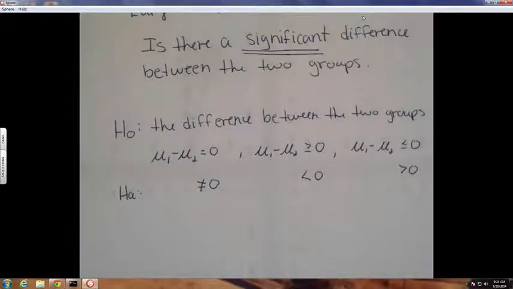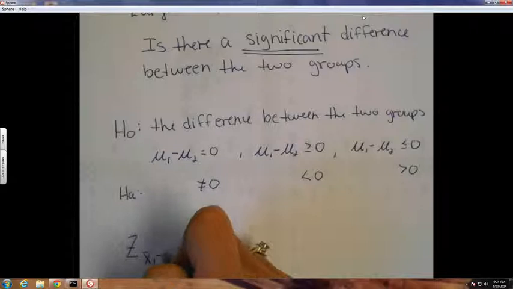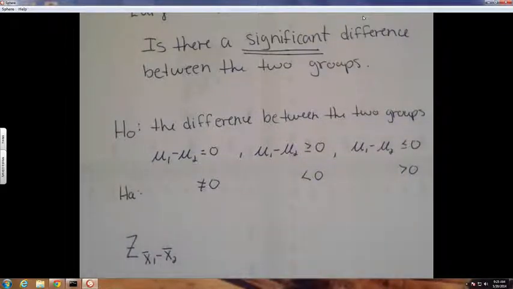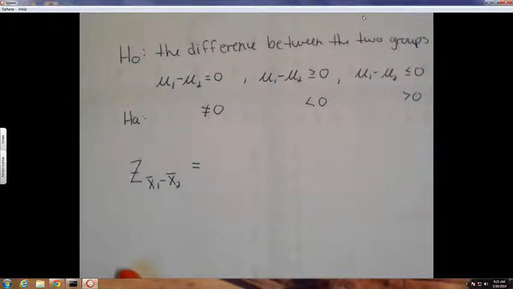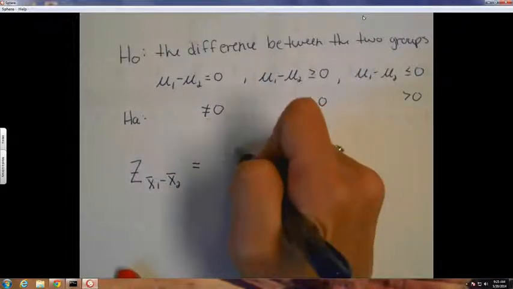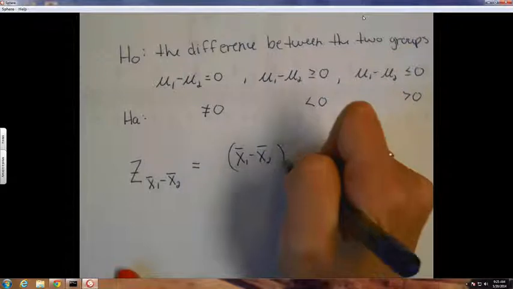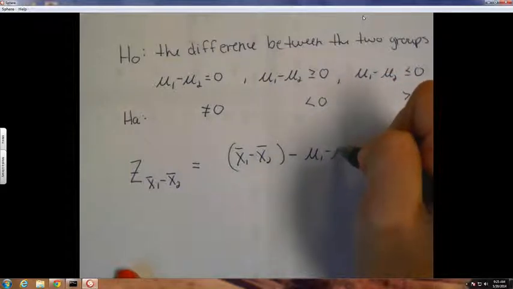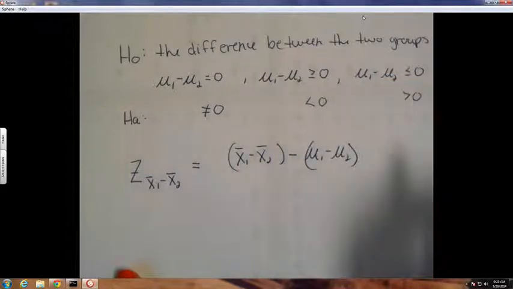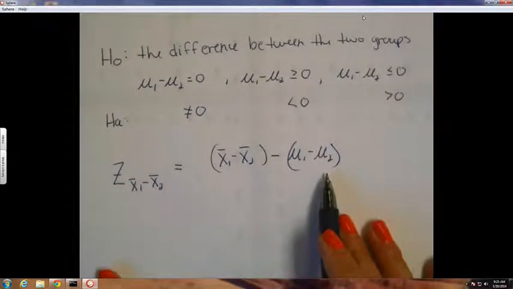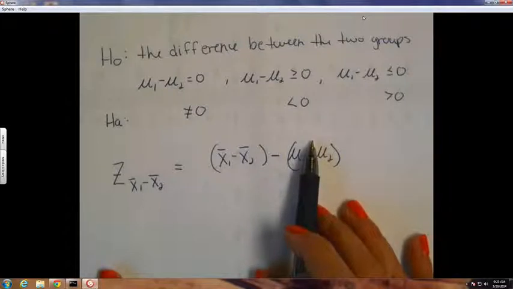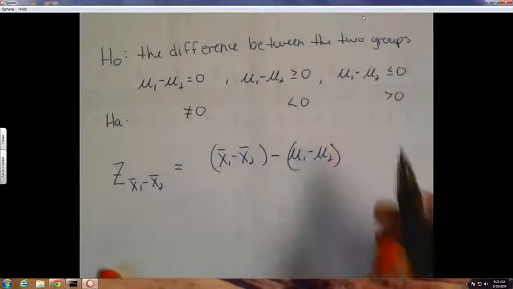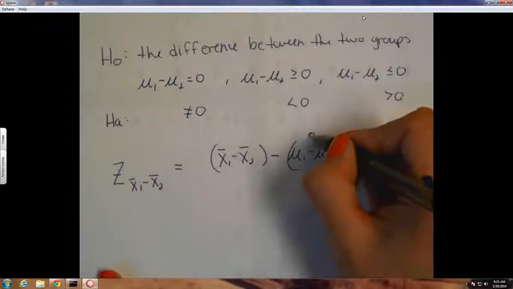Okay, so the z-score for the difference between your sample means, that's x bar 1 minus x bar 2, is: we take the difference in the sample means, and we have to subtract the difference in the population means. Today, this number is going to stay 0. Tomorrow, we're going to say the difference is at least 2 or more than 1 or something else. But today, this is going to be 0, and I'll point that out as we do them.